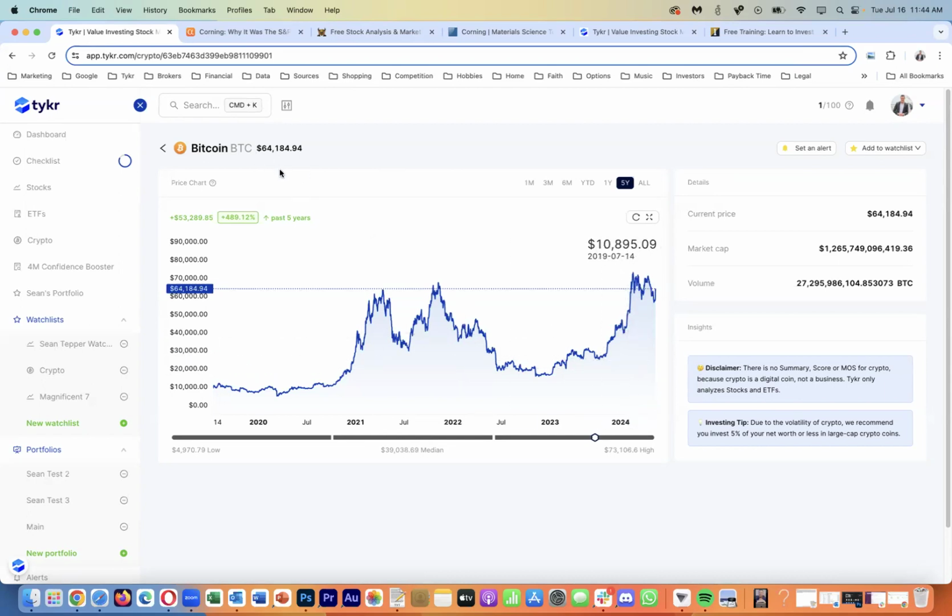That's why we bring people in and educate them on the risks. You can see here, we've got little disclaimers and then an investing tip: due to the volatility, we recommend you invest 5% of your net worth or less, and in large cap crypto coins. So that's why we can't analyze Bitcoin. There's no summary score because it's a digital coin, not a business.